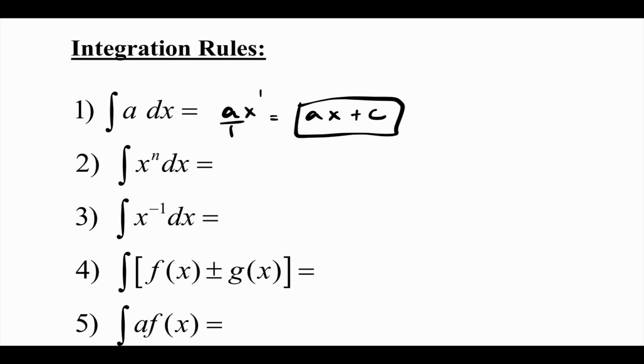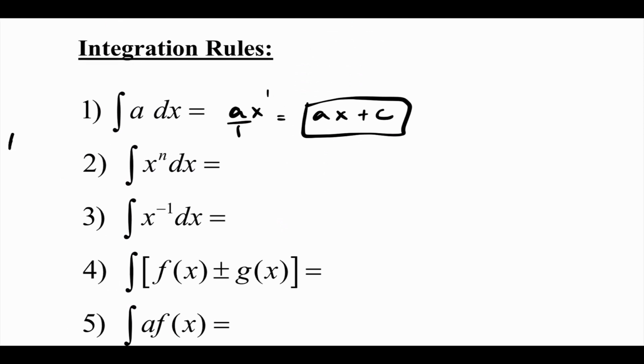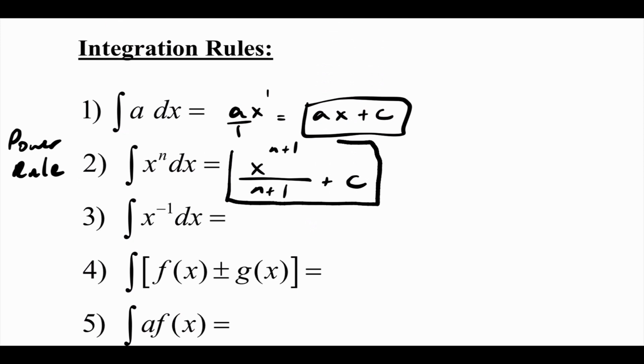Okay? Number 2 is the power rule. So we add 1 power, divide by that same power. Don't forget about the plus c, though. Power rule: we add a power, divide by that new power. Whatever power it ended with, that's the power it gets on the bottom. You divide by it.